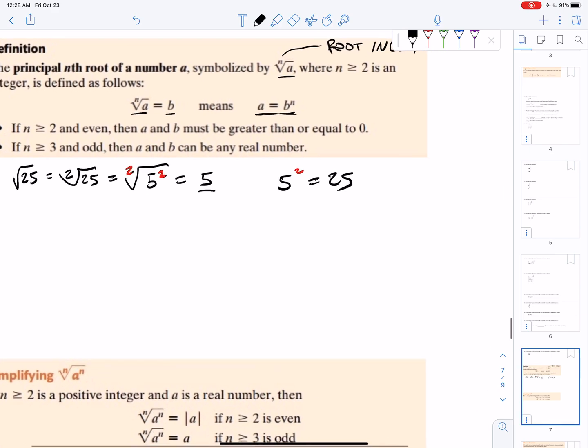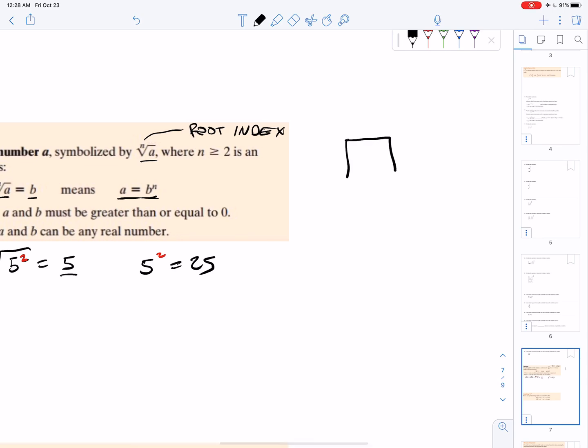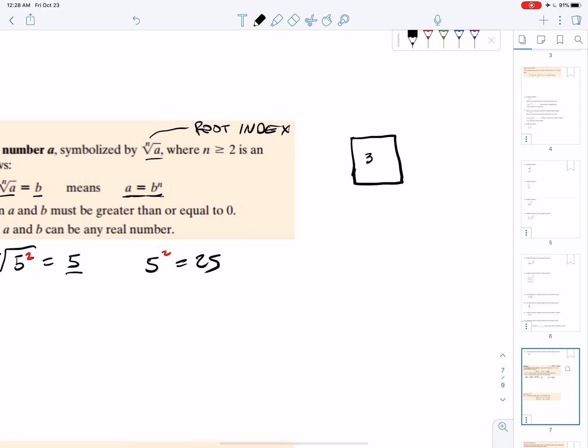Another little idea is, we call this the square root, and it probably came from the idea of looking at the sides of a square. Like if I was a guy who builds squares and I want to build you a perfect square that has an area of 36, I can use this tool, the square root of 36. 36 is a perfect square, 6 squared, 6 times 6. When the root index is 2 and the power is 2, out comes that base number of 6.